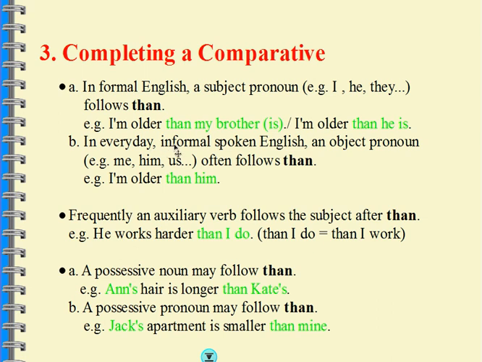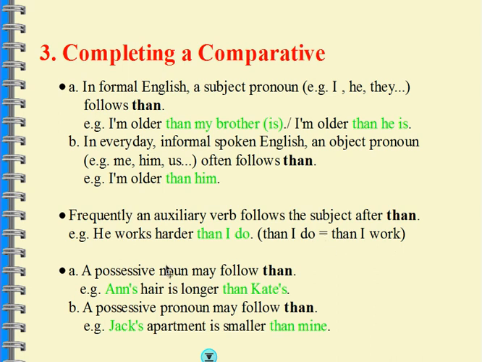Now, in everyday informal spoken English, an object pronoun, example me, him, us, often follows than. I'm older than him. And this is used with the informal spoken English. Frequently, an auxiliary verb follows the subject after than. The auxiliary verbs are be, have, and do. Example, he works harder than I do. Than I do replaces than I work.